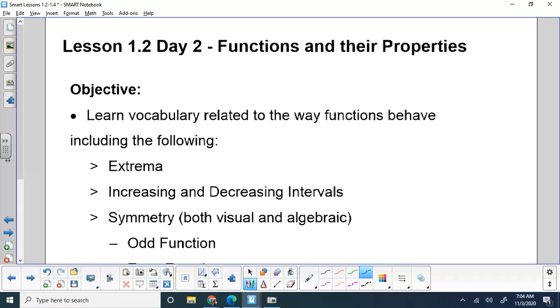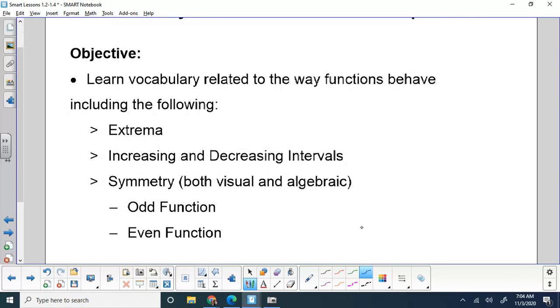So again, remember 1.2 has a lot of vocabulary. And it's really important that you understand this vocabulary, but also that you can continue to use this vocabulary as we move forward. So today's vocabulary that we'll be focusing on is extrema, which is really a fancy way to say what is the maximum and what is the minimum of a function. Increasing and decreasing intervals, that's going to be written in interval notation. And then we're going to talk about symmetry.